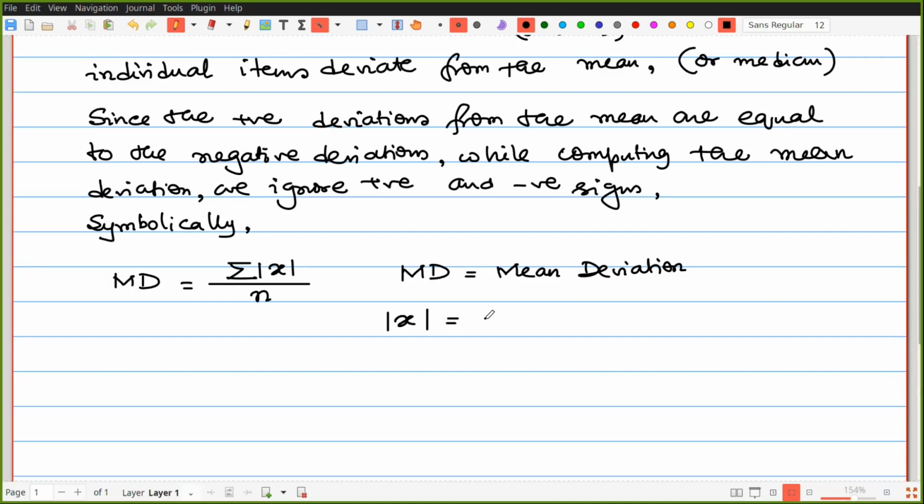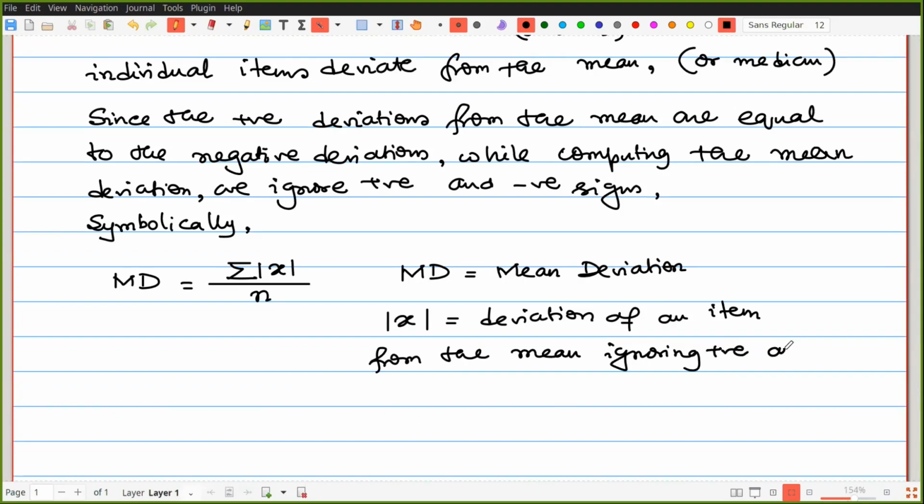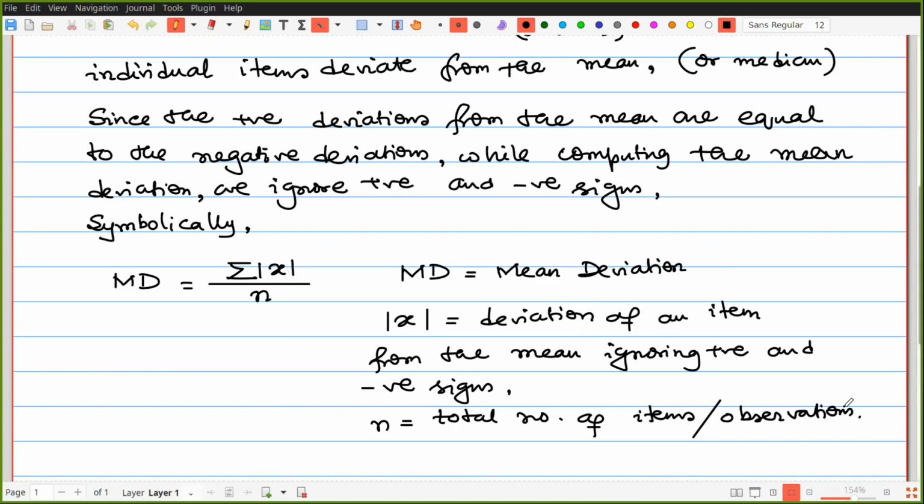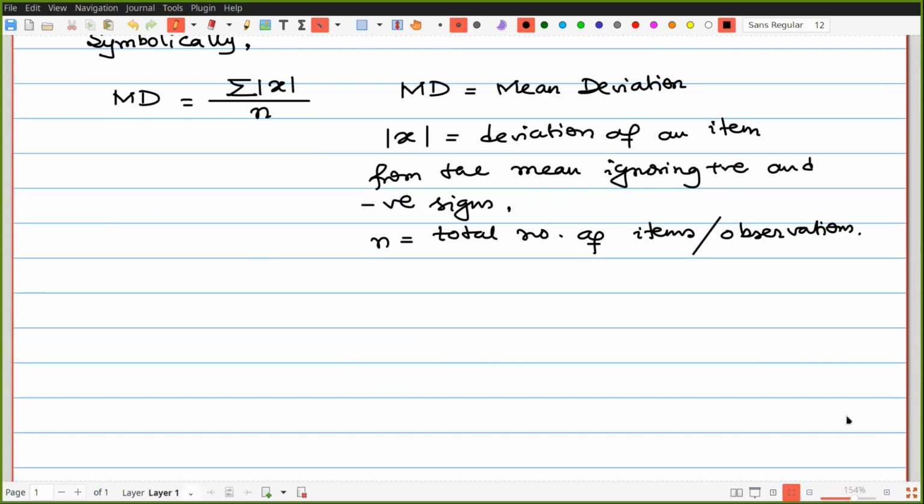Modulus of x is practically the deviation of an item from the mean, ignoring positive and negative signs, and n or small n is the total number of items or the observations. Okay, let's check it with an example at first, then it will be better.